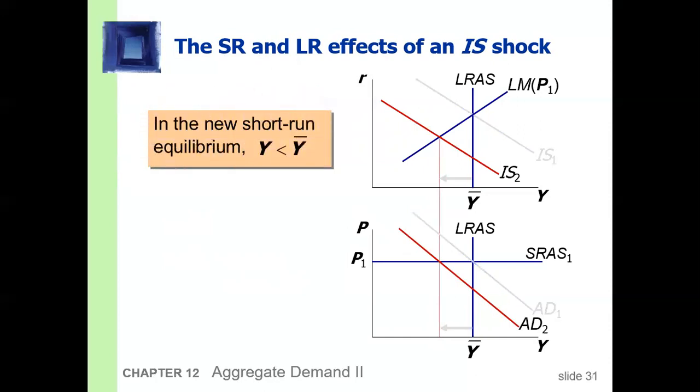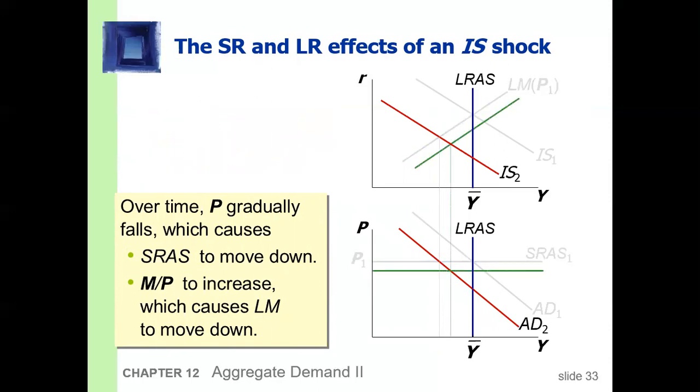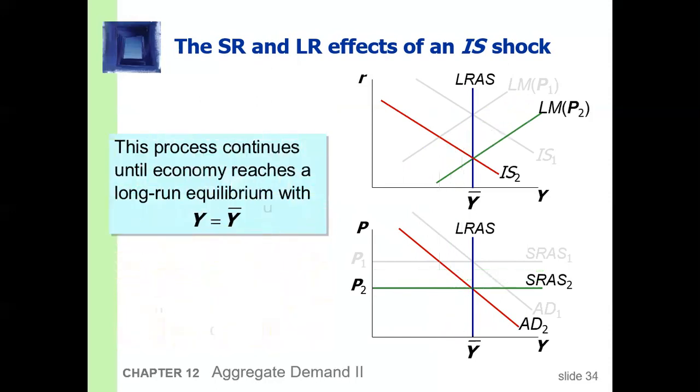In the new short-run equilibrium, the new output will be less than the constant output or income in the long run. So over time, the price gradually falls, which causes the short-run aggregate supply to move down. So real money balances increase, which causes the LM curve to move down. This process continues until the economy reaches a long-run equilibrium with the long-run, constant Y, and as you can see, the intersection point comes to this lower place.